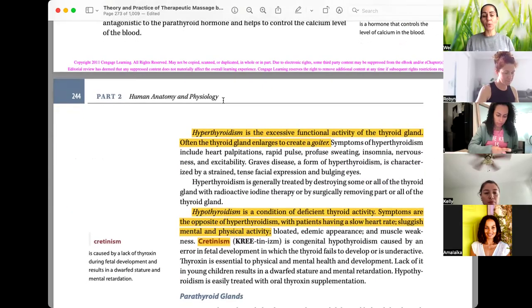All right, next we got our thyroid. Very common, very important to know. Massage can extremely help people with hypo or hyperthyroidism. So hyper is excessive, so the function of the thyroid gland is going to be over the top, and the thyroid gland can enlarge. So sometimes the symptoms of hyperthyroidism can include a goiter, which is like a ball in the throat, and it can have different sizes.